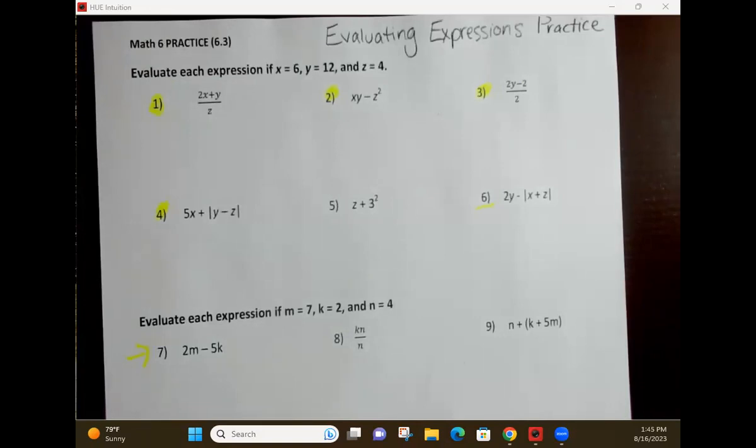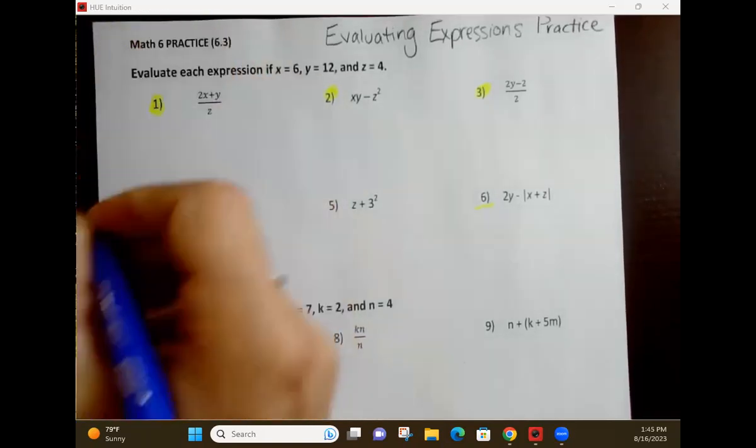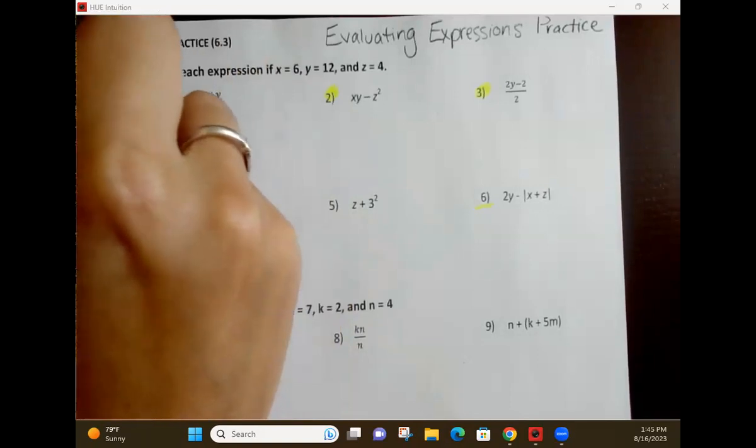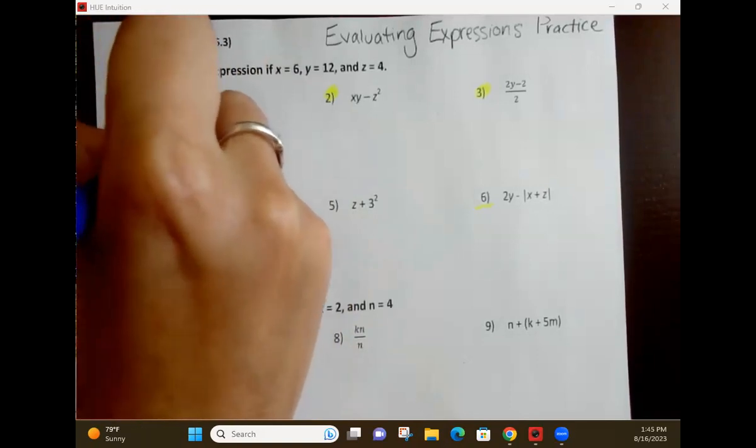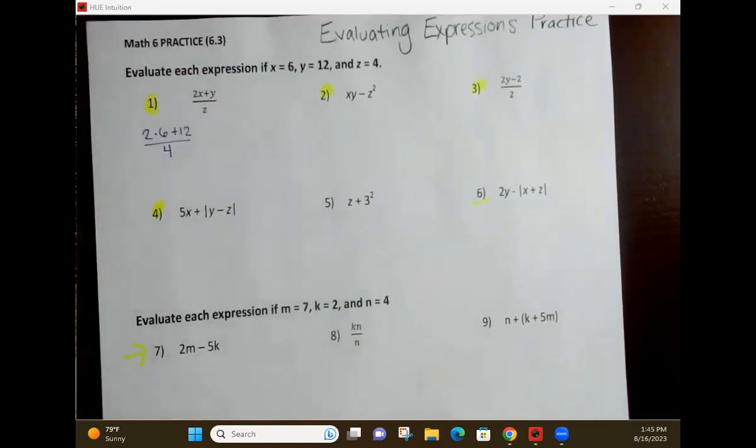I'm going to plug in X equals 6, Y equals 12, and Z equals 4. Evaluate means we are plugging those values in for our variables, okay? So for number 1, I'm going to plug in 6 and 12 and 4. So 2 times 6 plus 12 over 4. And then we follow our same order of operations, just like we were working on.